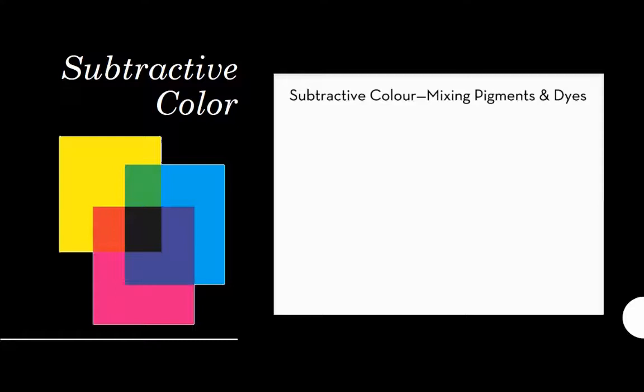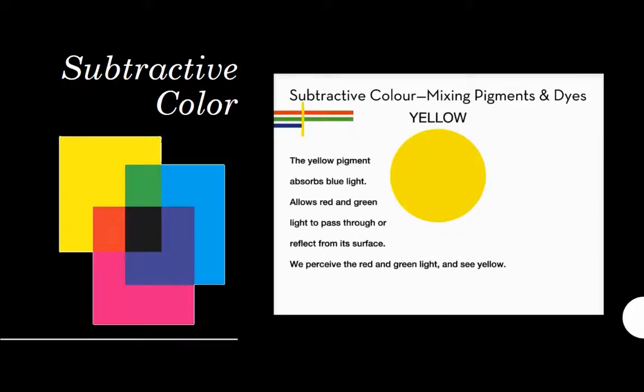In the additive demo, I started with a dark screen onto which I projected colored light. In mixing colored pigments, I begin with a white screen that represents white paper onto which I shall apply different subtractive primary pigments. The 3 primary pigment colors, or primary subtractive colors, are yellow, magenta, and cyan. The yellow pigment absorbs blue light, allows red and green light to pass through or reflect from its surface. We perceive the red and green light and see yellow.